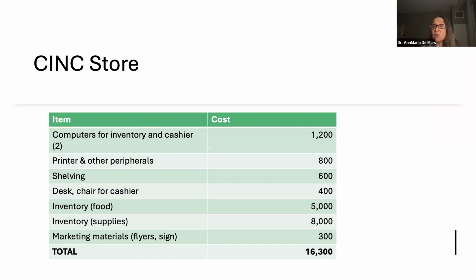So with the Sync store, there's a good reason for doing these finances, and that is that it makes you look at what your assumptions are, and it helps you figure out what it is that you need to do. So for the Sync store, I'm going to say we need computers that we're going to track our inventory on and that cashiers can use.